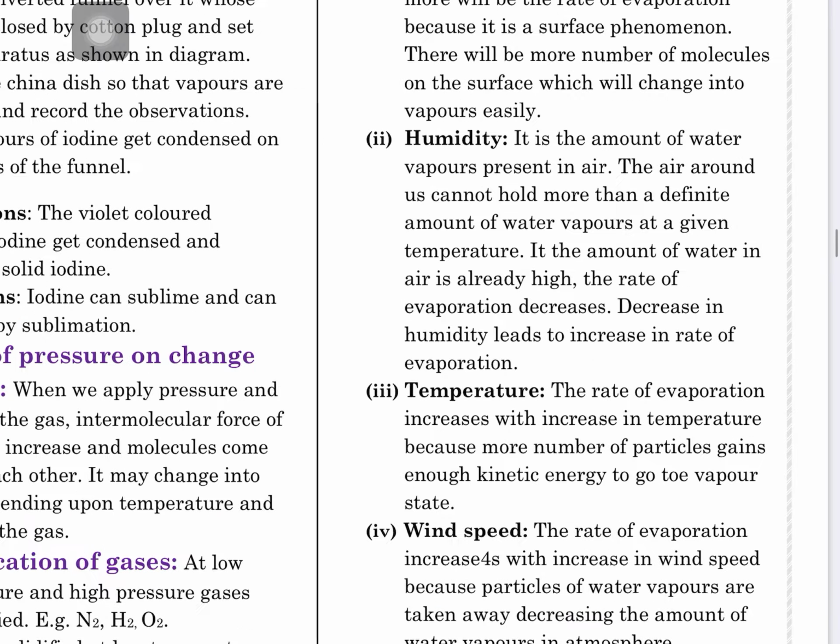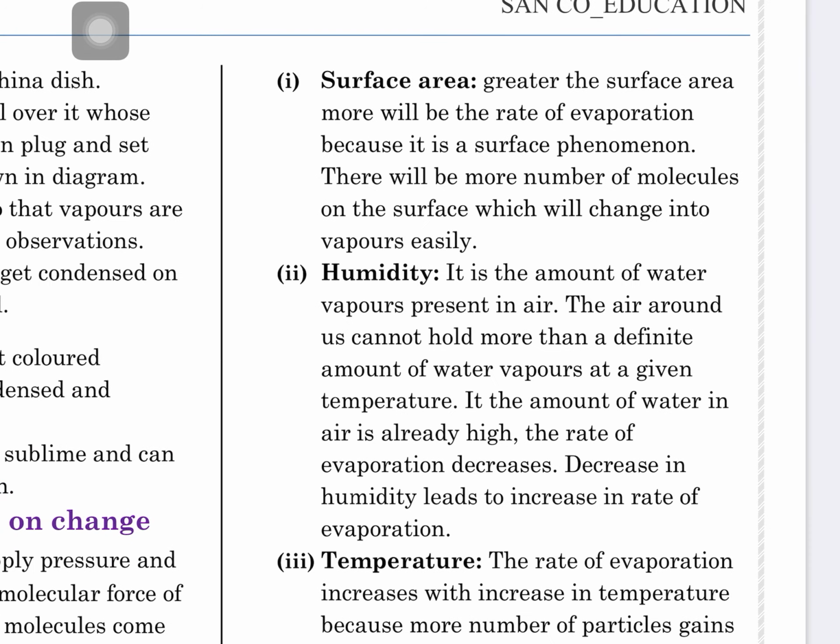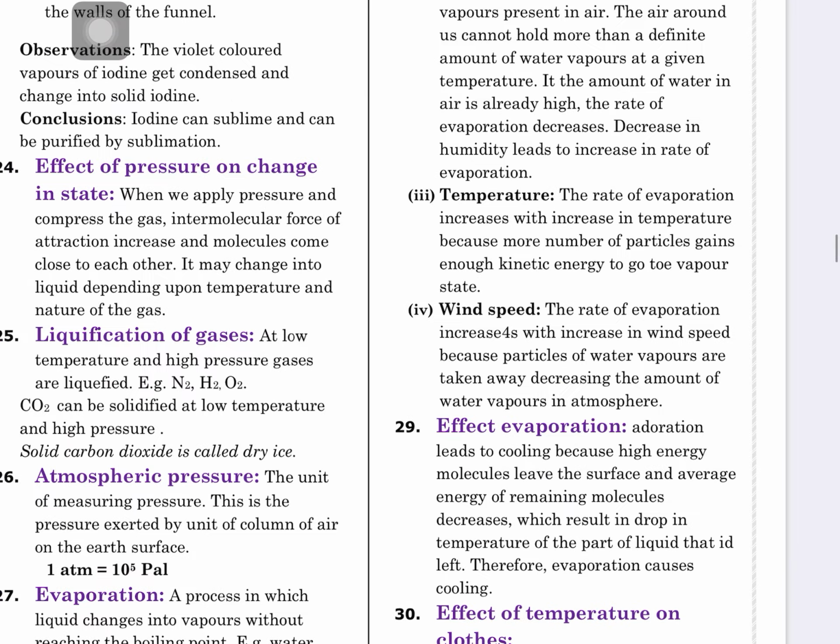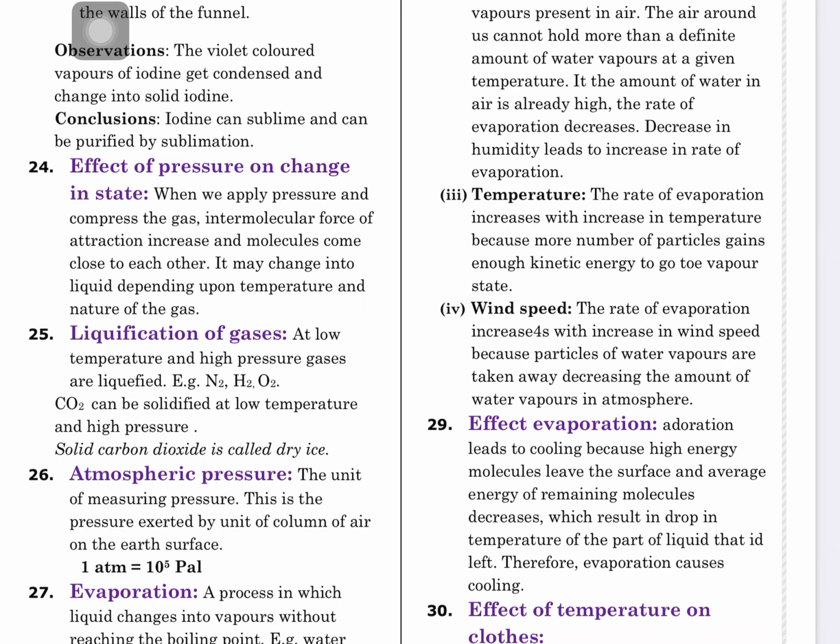There is also humidity, another factor, but I did not explain it to you. Humidity means the presence of water droplets in the atmosphere. If water droplets are already present, then how will the new water molecules come into the space? So, they must be removed fast. So, the higher the humidity, the lower the rate of evaporation. Is that clear, guys? This question is very important from the point of view of your examination.